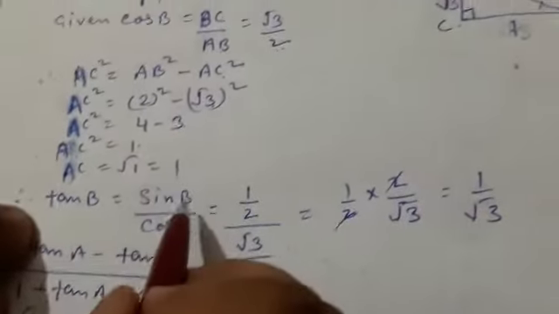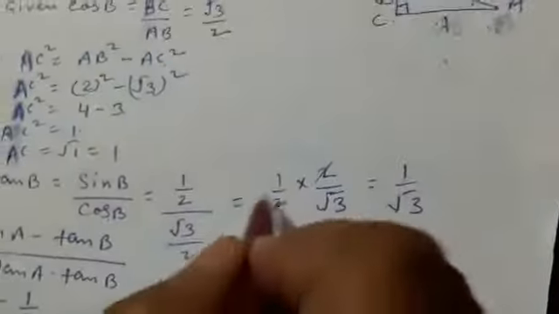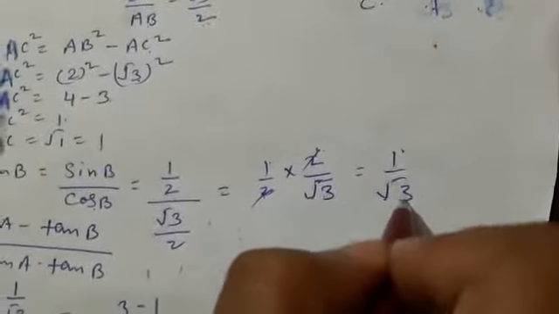Now tan B is equal to sin B upon cos B. What is the value of sin B? P by H means, according to this angle, it will be perpendicular. So AC by AB means 1 by 2, and cos B is equal to B by H means root 3 by 2. Now 1 by 2 into, it will be reciprocal, 2 by root 3. 2 will cancel out, 1 by root 3.